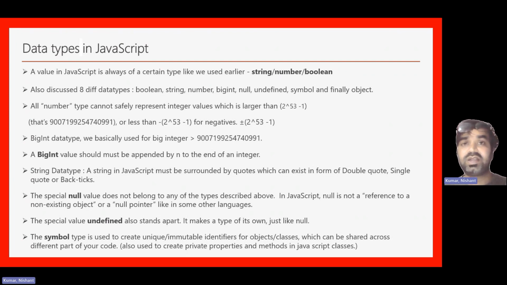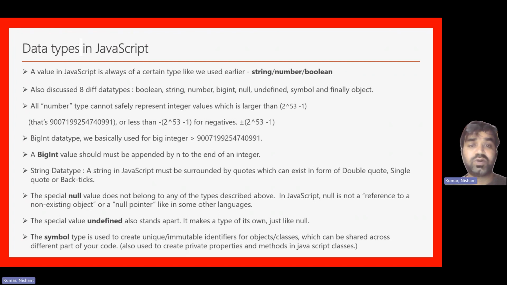Primitive data type means it will contain only one value at a time. But if it comes to non-primitive, then you can collect multiple values or a collection of complex data at any time. We already saw string, number, and boolean in the previous classes.